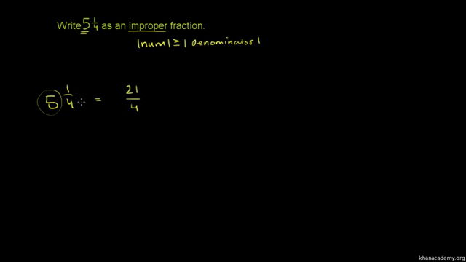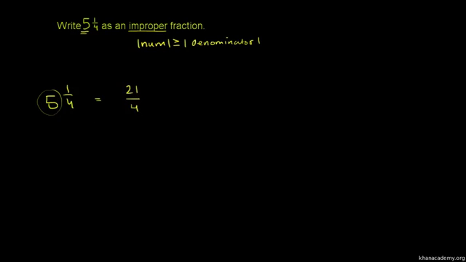Pretty straightforward, and I'm going to draw it out so it makes a little bit more sense. Once again, you take the whole part of the mixed number, multiply it times the denominator, you get 20, and then you add 1, you get 21 over 4. And now it's an improper fraction. The absolute value of our numerator is greater than the absolute value of our denominator. Now I do want to show you why this works.